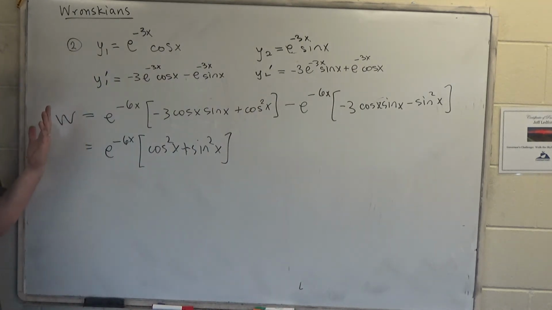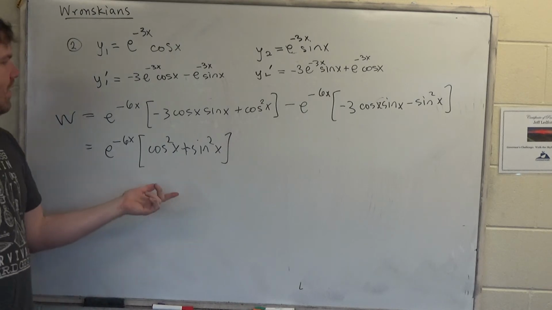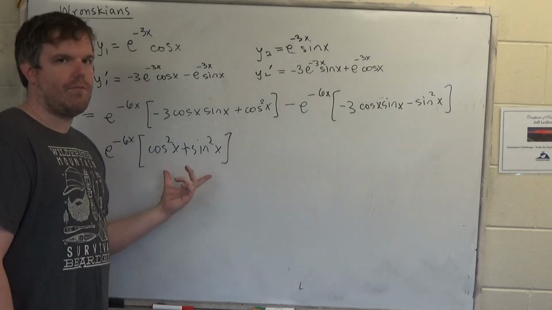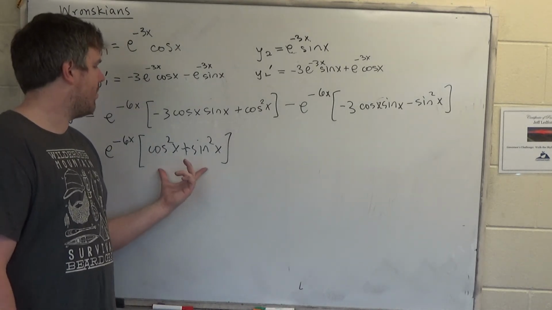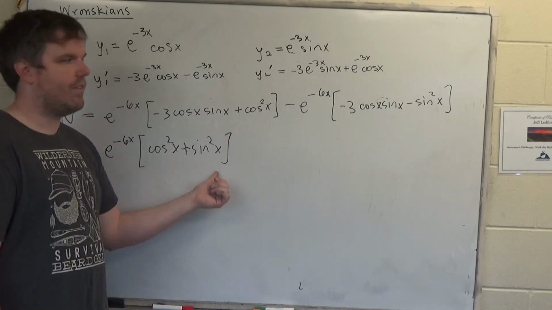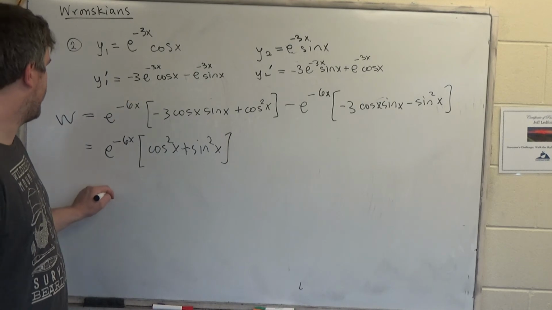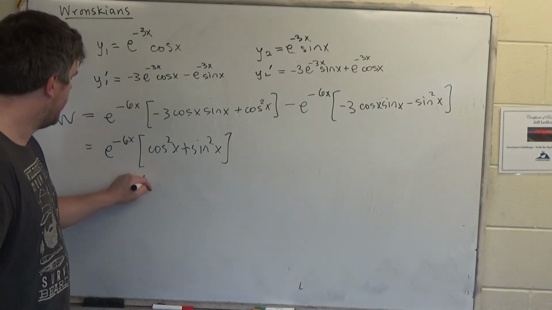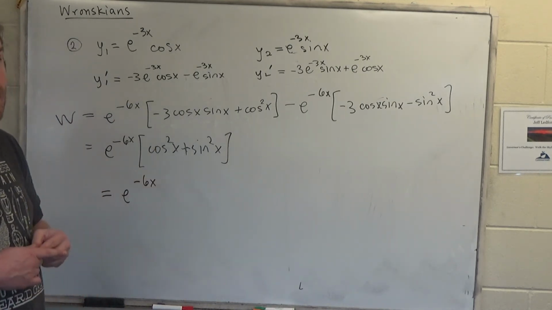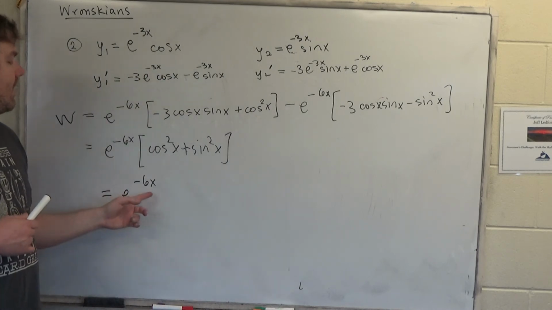And we could leave it like this. Actually, that's not true. We can't. One fact that never goes away is the Pythagorean theorem. Cosine squared x plus sine squared x is 1 for all real values of x. So this simplifies actually pretty nicely as e to the negative 6x.